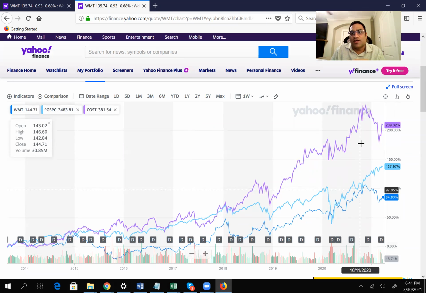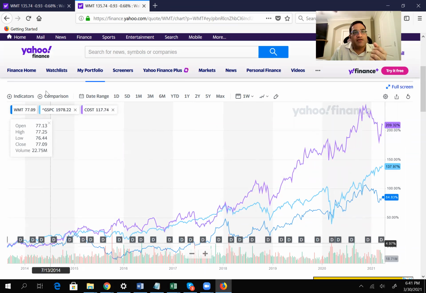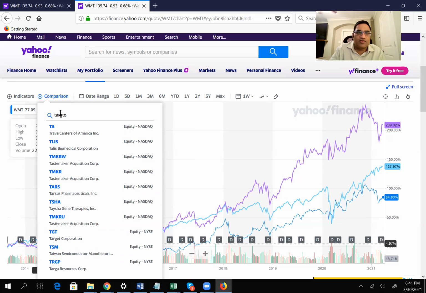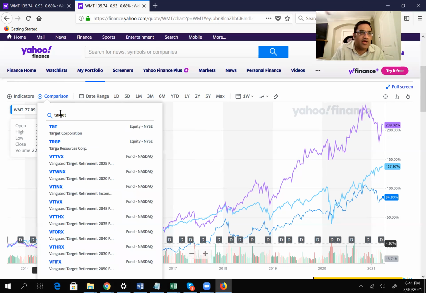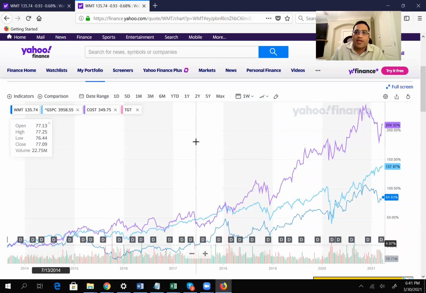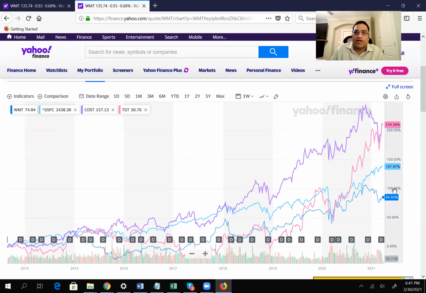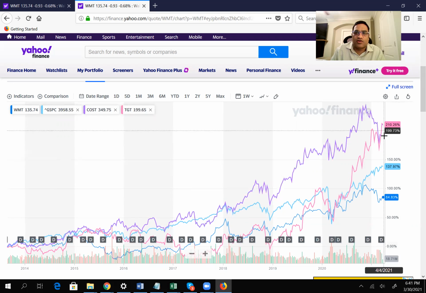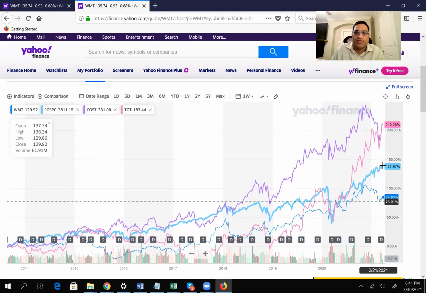So Costco, again, did better than even S&P 500. So it's definitely better than Walmart. Another competitor, let's say you could pick Target. And again, see, you don't have to remember the ticker symbol. You start typing, it pops up. All right, so it looks like Costco and Target are neck and neck. Target is slightly better now. So all of these are beating Walmart.